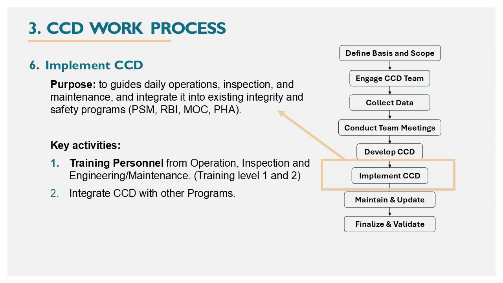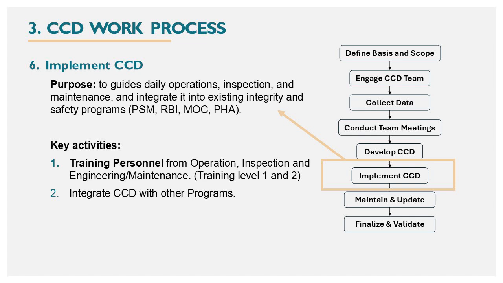Number 1 is to train the personnel. Personnel from operations are required to be trained for understanding IOWs, corrosion risks, and response actions. Personnel from inspection are required to be trained for knowing how to use CCD for planning and interpreting results. Personnel from engineering or maintenance are required to be trained for understanding how to apply CCD in design changes and repairs.